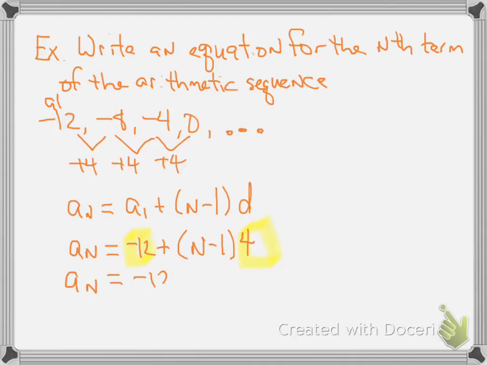So I'm going to say 4 times n is 4n. 4 times a negative 1 is negative 4. Combine like terms, and I get negative 16 plus 4n. You could also say 4n minus 16, but I don't care. Whichever way would work for you.